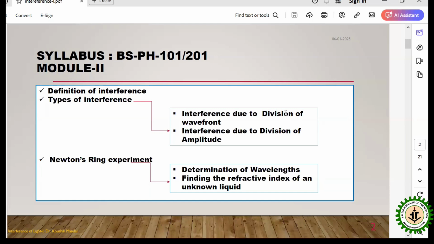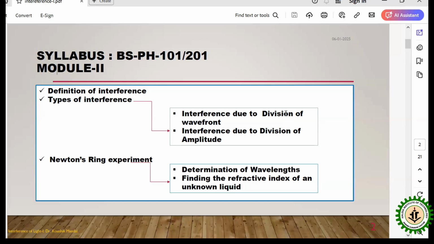classification or types of interference, just like interference by division of wavefront and interference due to the division of amplitude. These are two distinct types of interference of light. And then I will talk about the Newton's ring experiment: what is the aim of this experiment, and how to determine the wavelength of an unknown source of light by using the Newton's ring experiment. Also, using this experiment, you can calculate the refractive index of an unknown liquid. Okay, so in the first talk, I will talk about the interference due to the division of wavefront.